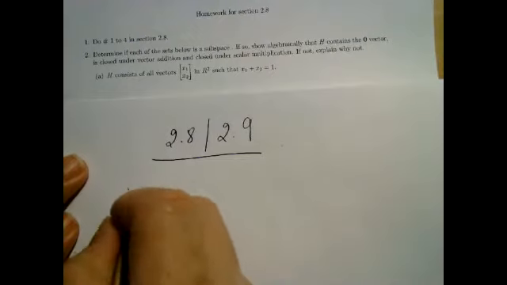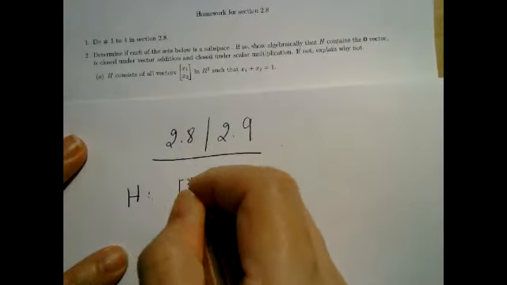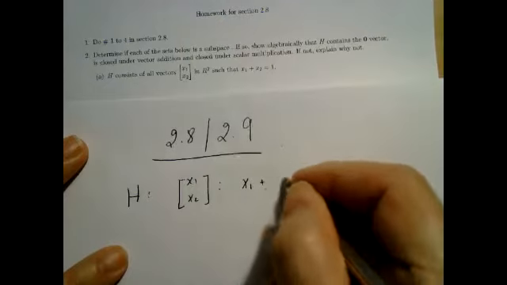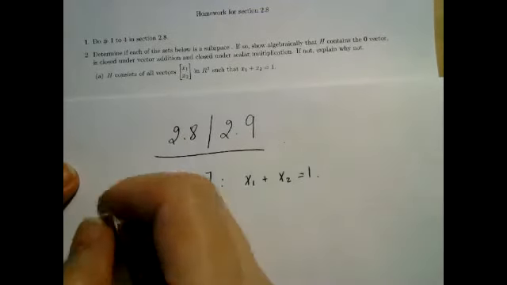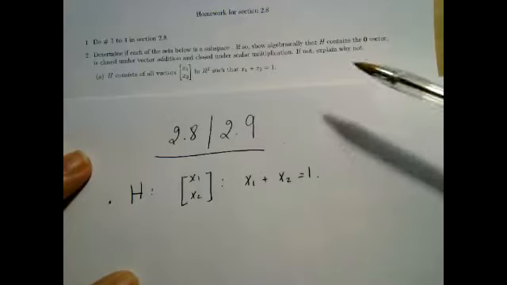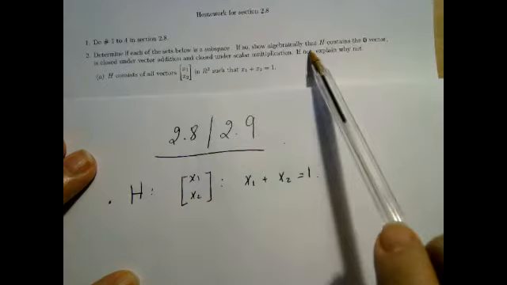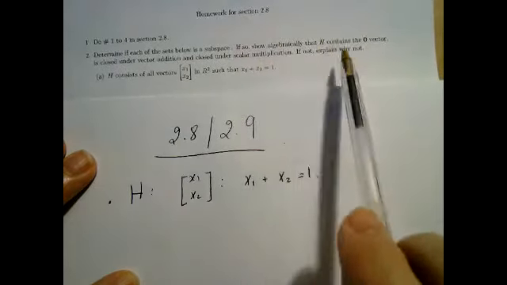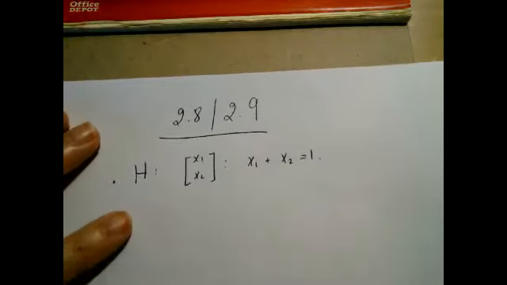My first example, from the worksheet, is: let H be all vectors x1, x2 such that x1 plus x2 equals 1. The question is, is it a subspace? If so, show algebraically that it's a subspace by showing that it contains 0 and is closed under addition and multiplication. If not, explain why it's not a subspace. We're going to take up those problems as fast as possible.